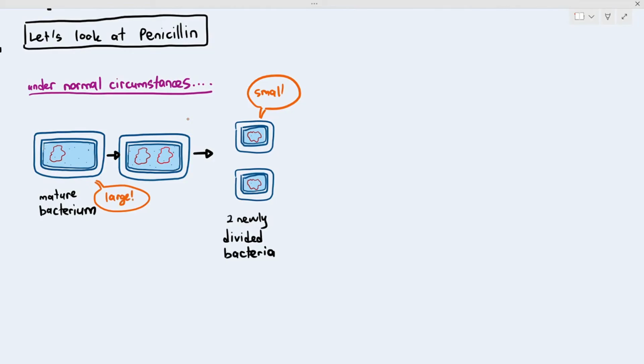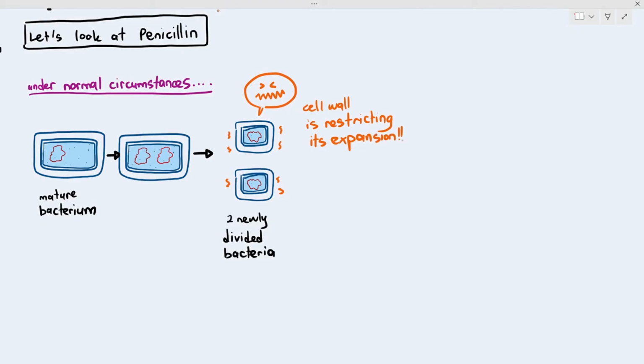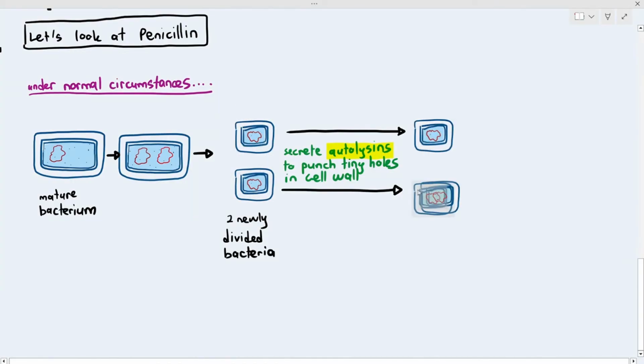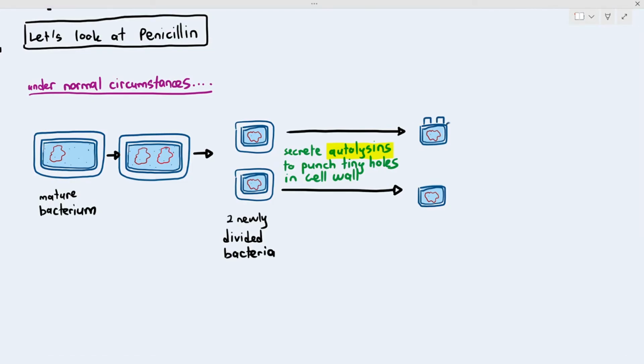They're so small, okay? And they want to become mature, which means for them to become mature, they have to enlarge. The problem is they cannot enlarge. Why is that so? Because the cell wall is restricting their expansion. So normally, what the newly divided bacteria will do is they will secrete a particular substance known as autolysins. You don't need to know this in detail, okay? But what autolysins do is they punch tiny little holes in the cell wall. Now, I'm representing the broken down cell wall. It implies that the cell wall has been broken down, but in reality, what it does is it weakens the cell wall of the bacteria.